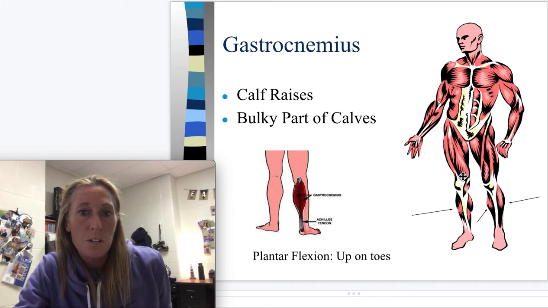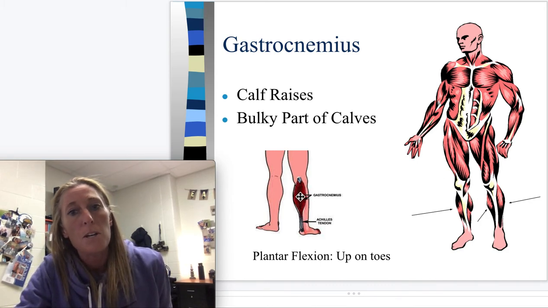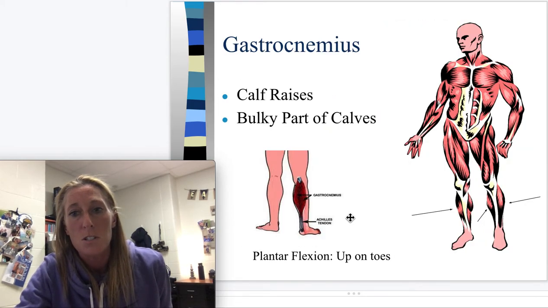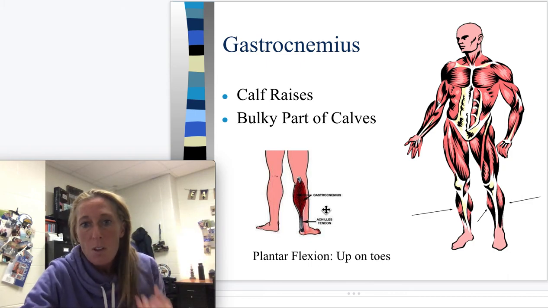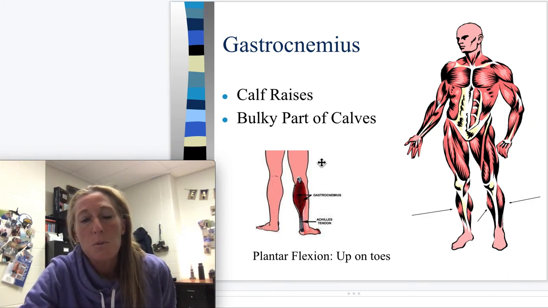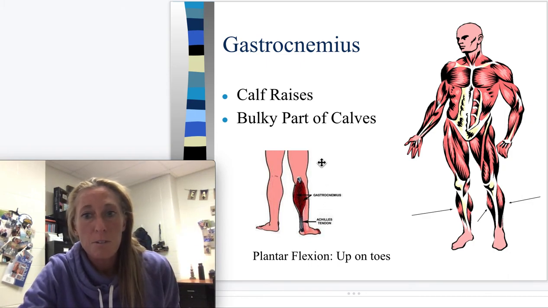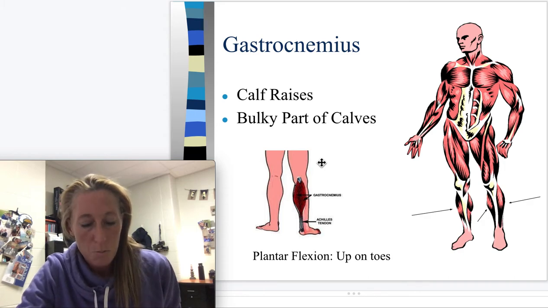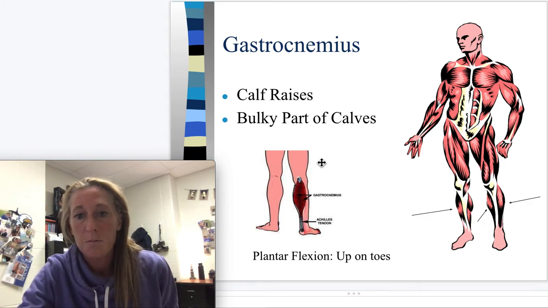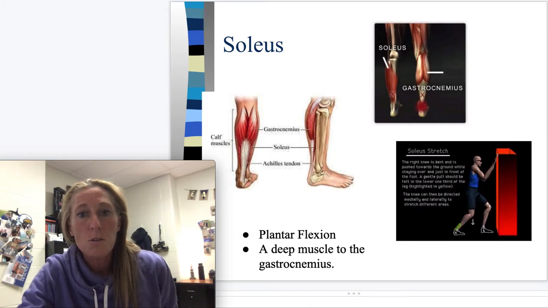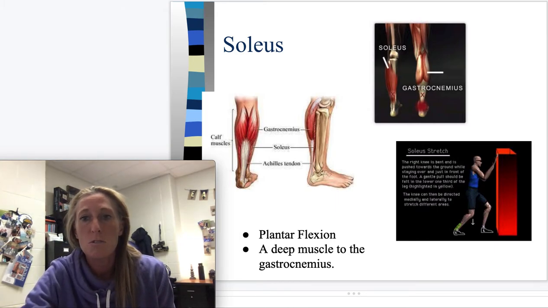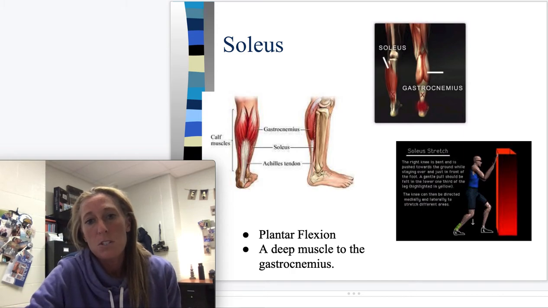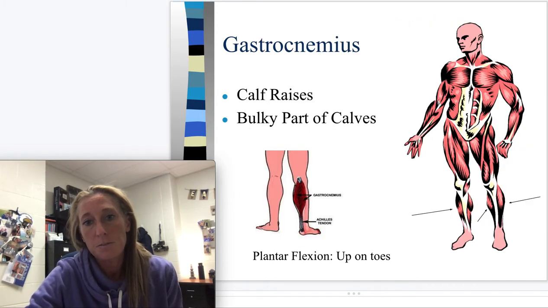Gastrocnemius is the next one. The gastrocnemius is the bunchy muscle up here. We'll talk about the soleus next, which is a little deeper. The gastrocnemius is more superficial than the soleus, but it's the bulky part of the calves. Doing calf raises, which we know is called plantar flexion. The soleus, again, works with plantar flexion. It is deeper to the gastrocnemius. These muscles attach down into the Achilles tendon.